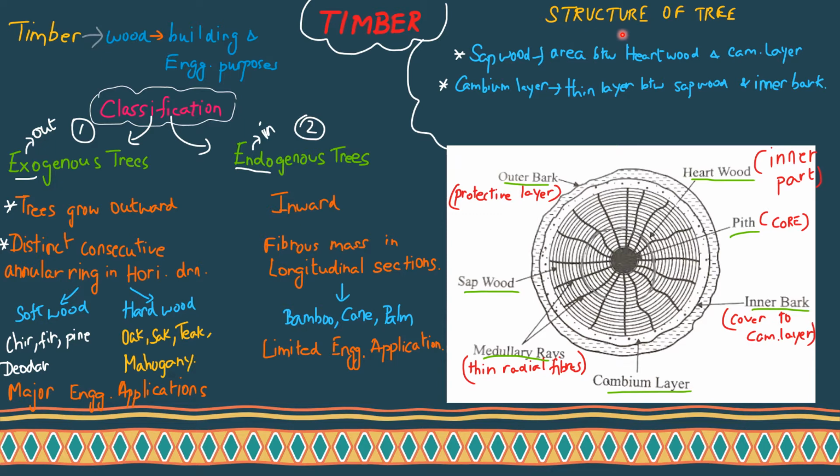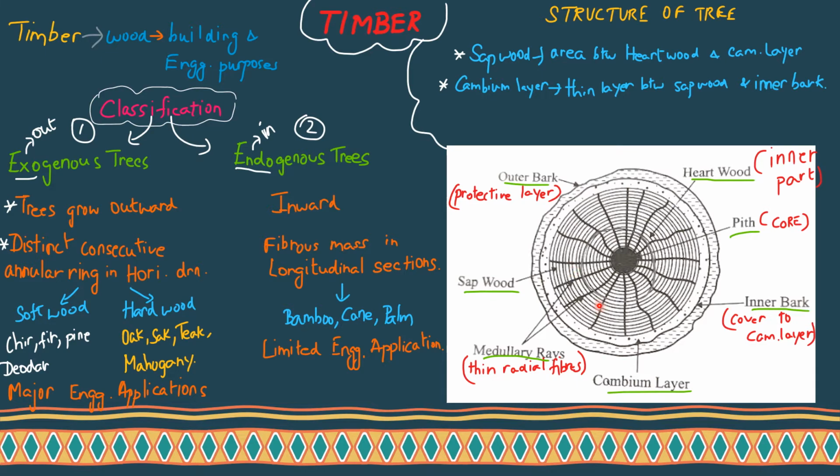Moving on to the structure of a tree, this is the cross section of the structure of a tree, how it looks. So the first thing we'll be looking at is the center part. Center part is nothing but the core, that is the pith. You call the center part the pith, and followed by pith we have our heartwood, that is the inner part, and followed by heartwood we have the sapwood. It is nothing but the outwards of the heartwood.